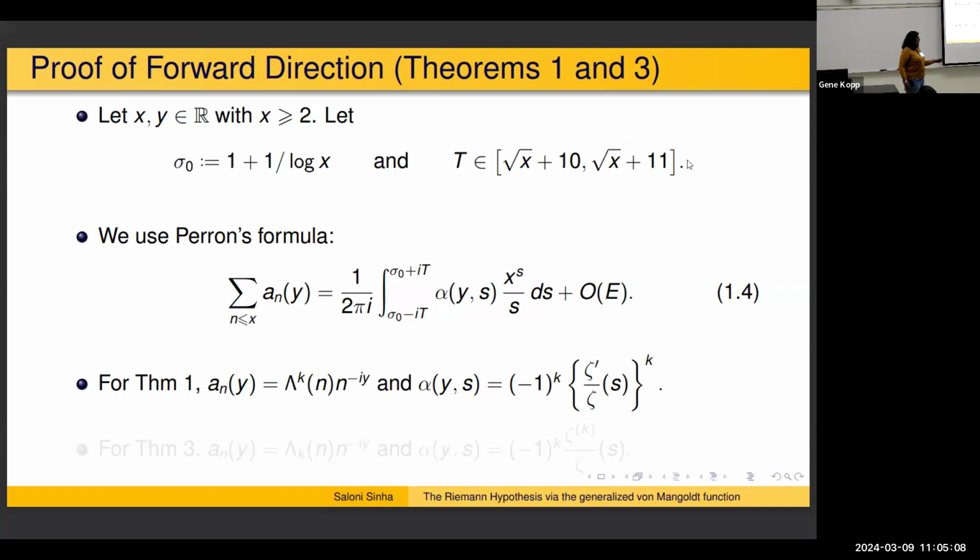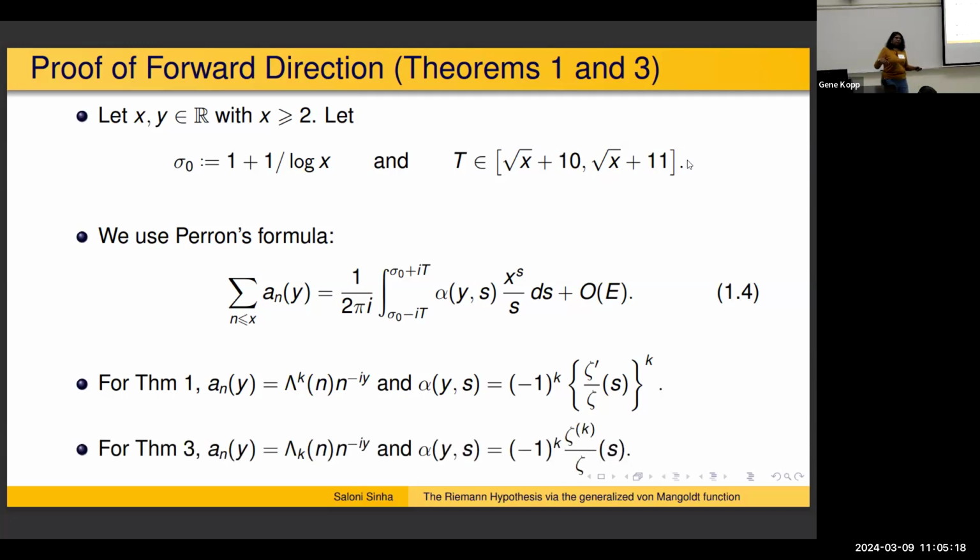And the Dirichlet series corresponding to that, as I mentioned before, is just the kth power of minus zeta prime over zeta. And for theorem 3, the one corresponding to the generalized von Mangoldt function, we get again a similar term, lambda sub k n to the minus i y, and then you have this Dirichlet series. Okay, so as you can guess, in the statement of our result we have the residue term. So that might give a hint that we are taking some sort of contour integral in this case.